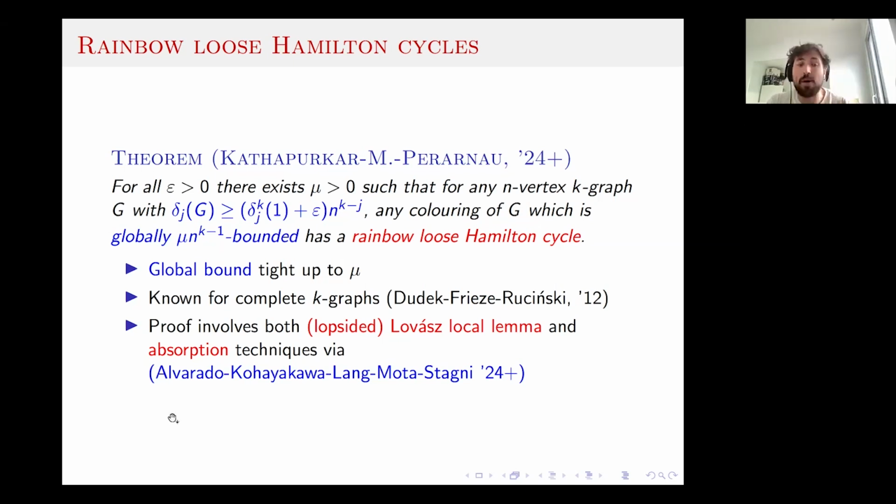And let me point out a recent result of these authors, which allowed us to do this absorption in the setting of not knowing the minimum degree threshold. They were looking at resilience in random hypergraphs for loose Hamilton cycles, and they showed how to build absorbing structures even when we don't know the minimum degree threshold. So this was very useful for us.